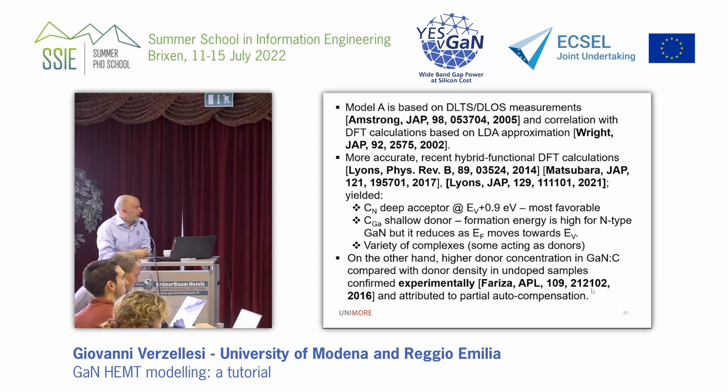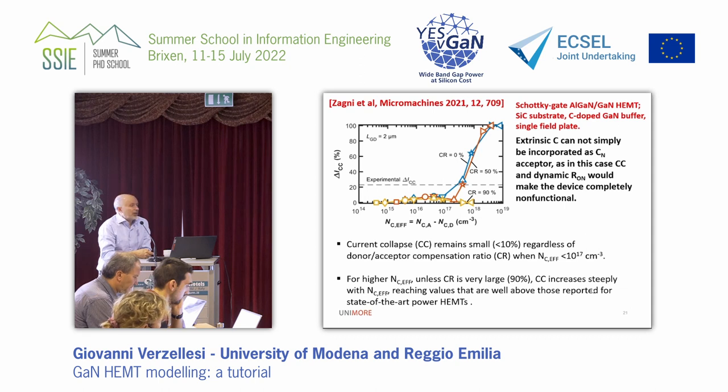So just, there must be donors introduced by carbon. It can be the CGa defect, or there are a variety of complexes acting as donors, or also interstitial carbon can be the donor traps introduced by carbon. Here is a confirmation of the fact that there must be a compensation ratio of about 50% in order to explain the experimental evidence.